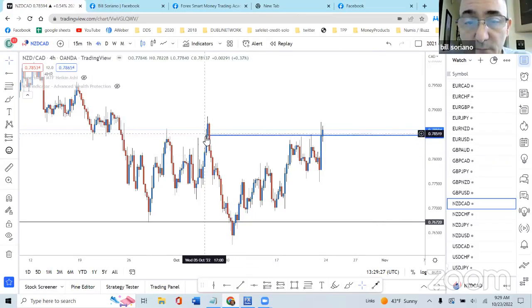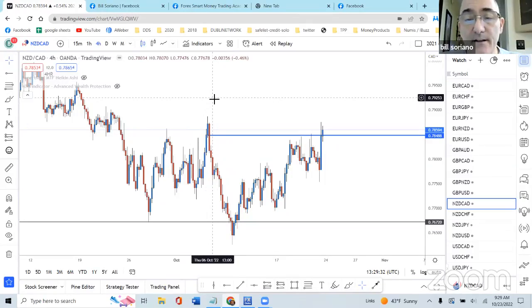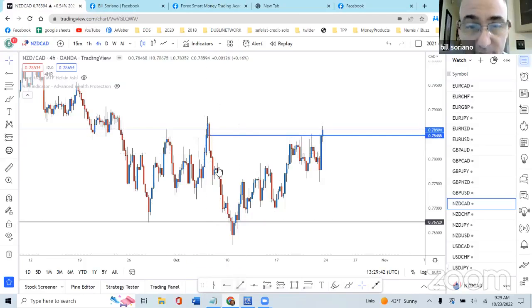And what we've done is we marked up this 4-hour candle right here, and this is one that was hit. So we don't have an alarm set on there because we know that one has been hit already. So we need to look for what happens here.